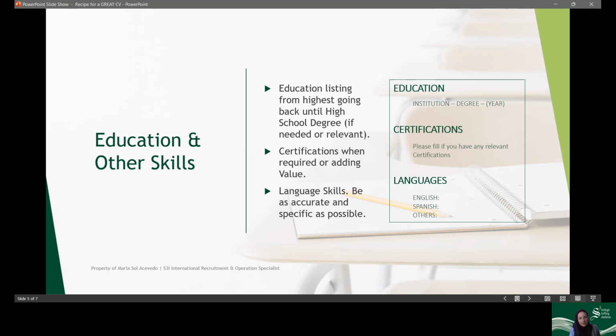If you have a PhD, a master's, and a bachelor's, then there's no need for a high school degree. If you only have a bachelor's degree, then you might want to put the bachelor's and a high school degree. Or if you have a technical degree, again, you will see how to manage that according to the job that you are currently aiming for.